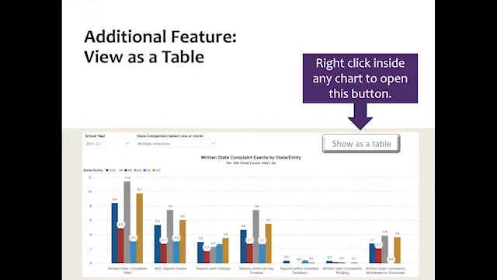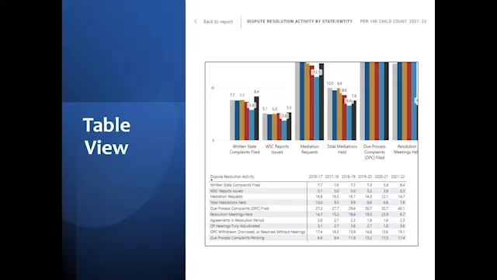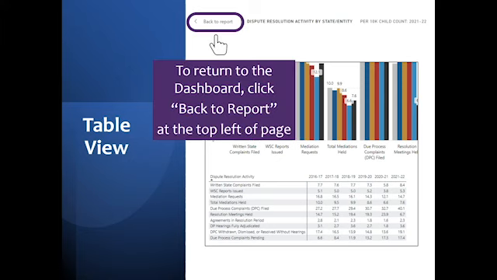Finally, if you are interested in looking at the data in table form, this option is available in the dashboard. By placing your cursor inside any graph and right-clicking, this button will appear. The button reads, Show as a Table. If you click on the button, a new page will open up with a table appearing below the bar graph. To return to the dashboard, simply click the Back to Report button that is located at the top of the page.